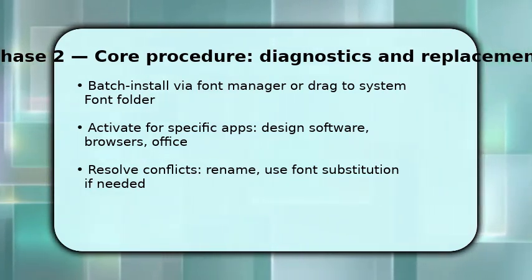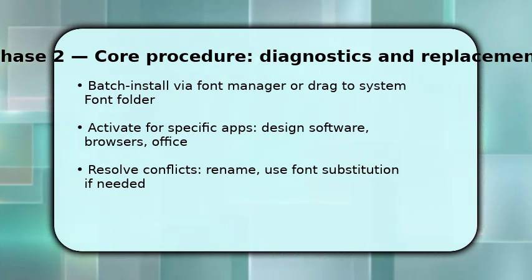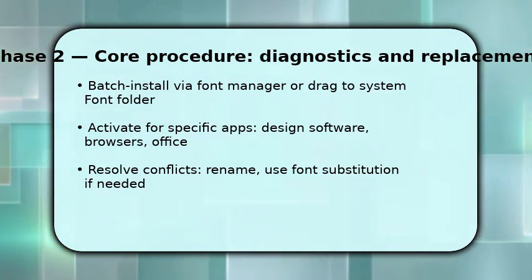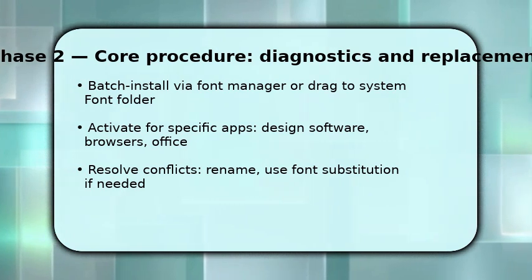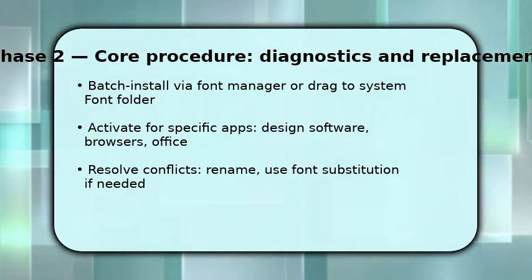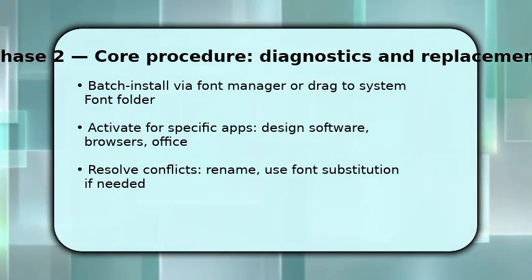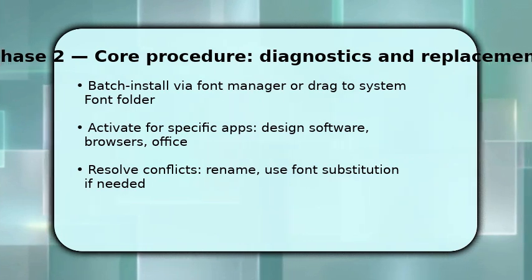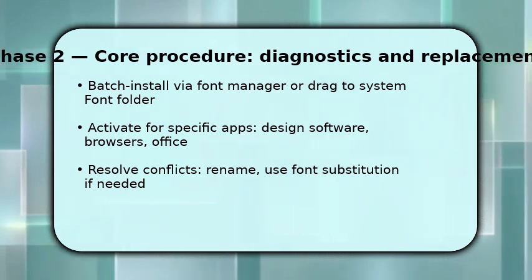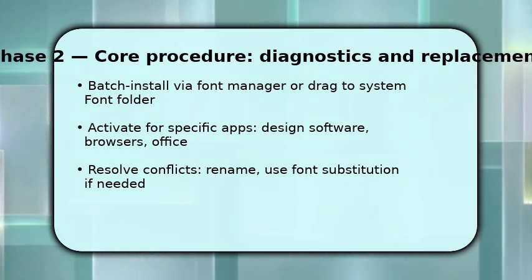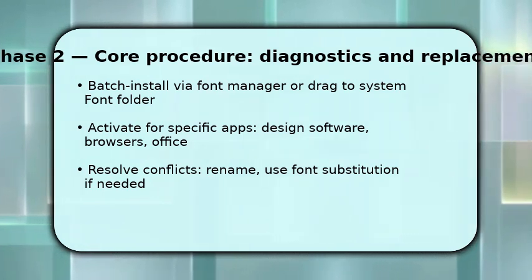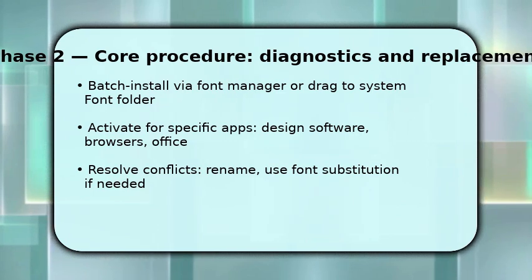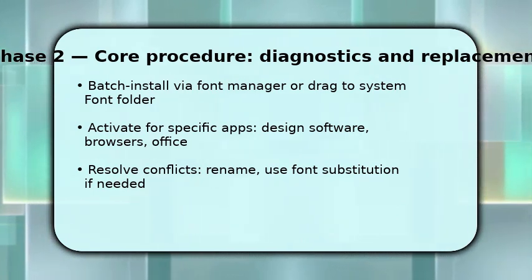You now install and activate fonts in the environments where you'll use them. Use your font manager to batch install or drag files into the system fonts folder, then open target apps and load the fonts from their font menus. If an app doesn't show a font, restart it and make sure app-level activation is enabled. When conflicts arise, rename PostScript or family names carefully and set substitution rules so documents render consistently across machines and collaborators.